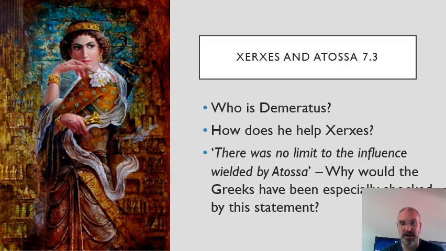So let's have a little look at Herodotus now. This is an important little paragraph on Xerxes and Atossa, or Atosha, I think is how it's pronounced, to avoid in Persian, and also to avoid giggling. Now, a couple of things to think about. Who is Demaratus? How does he help Xerxes? And the significance of this last sentence: there was no limit to the influence wielded by Atossa. So stop, have a read. Can you answer those questions? Of course you can.